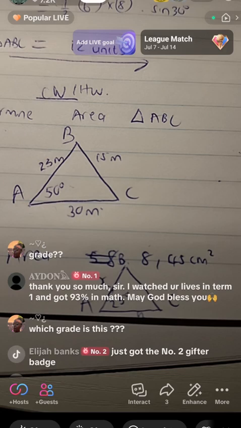You can see there in the comment section, this was me yesterday doing solutions of triangles for the grade 11s, and a learner came through, Aiden. I don't know Aiden very well, to be honest. It was the first time having a one-on-one sort of encounter in the comment section, because he commented and said, "Thank you so much, sir. I've watched your lives in term 1 and got 93% in maths. May God bless you." That in and of itself to me is a testament for those that are joining in and doing so consistently.